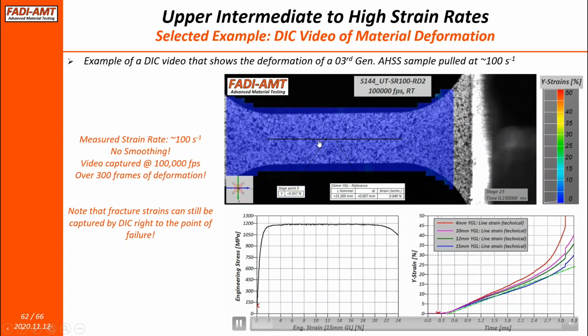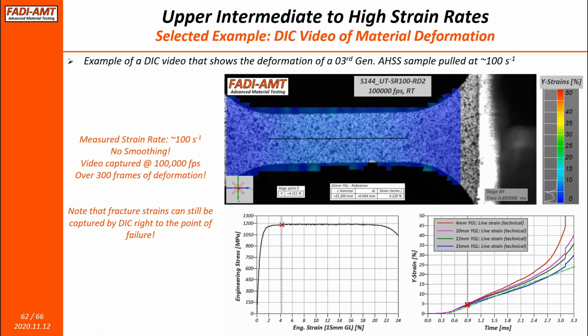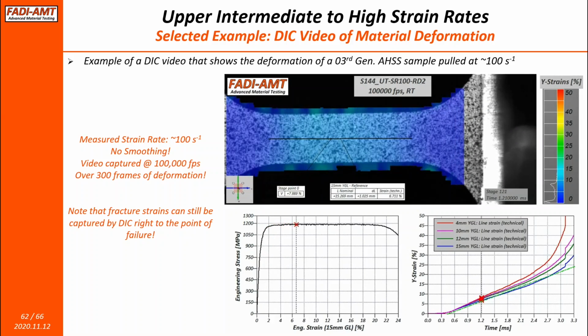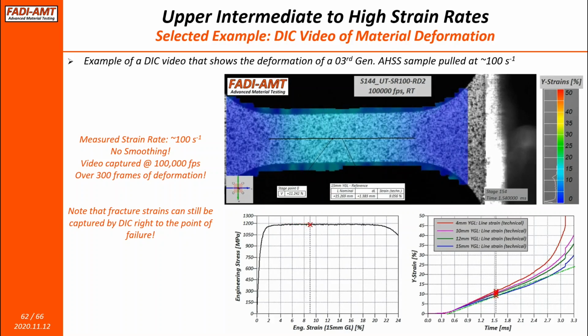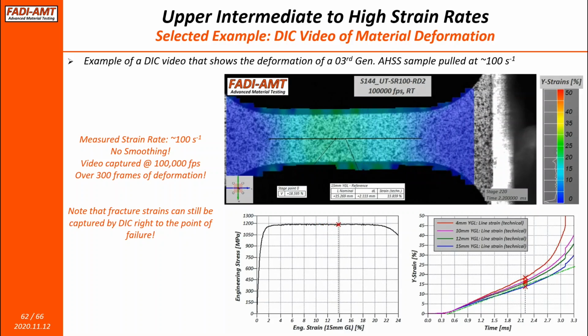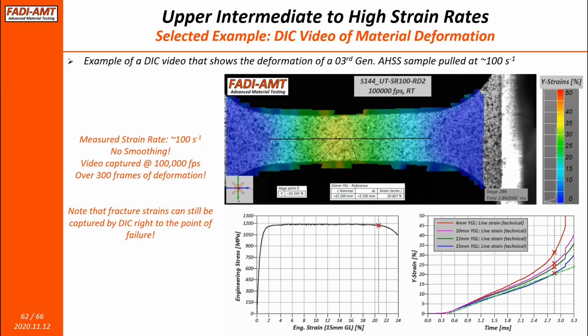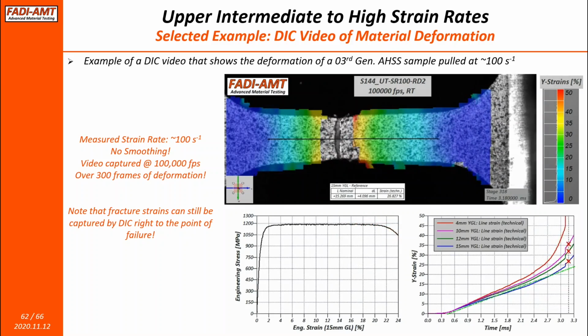One of them is at a strain rate of 100. You can see direct coupling between the force measurement and the DIC video that's running on the top. We were able to obtain good correlation for this material. This is a 1200 megapascal steel, third-gen steel, tested at a relatively high rate. And you can see correlation all the way to the fracture point, no loss of correlation.